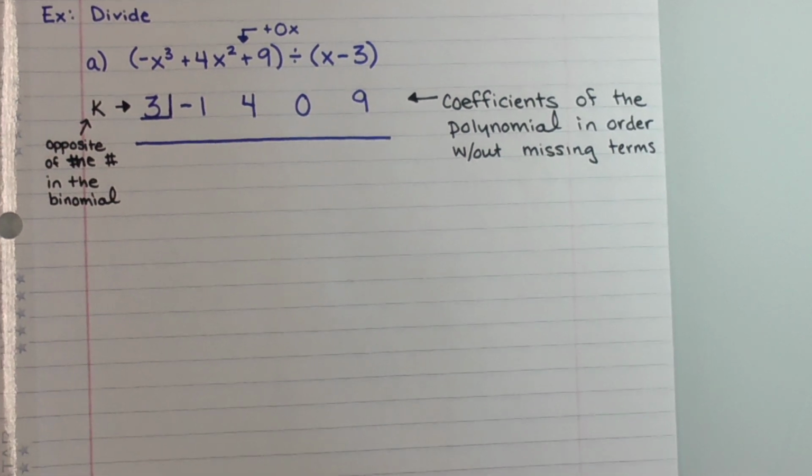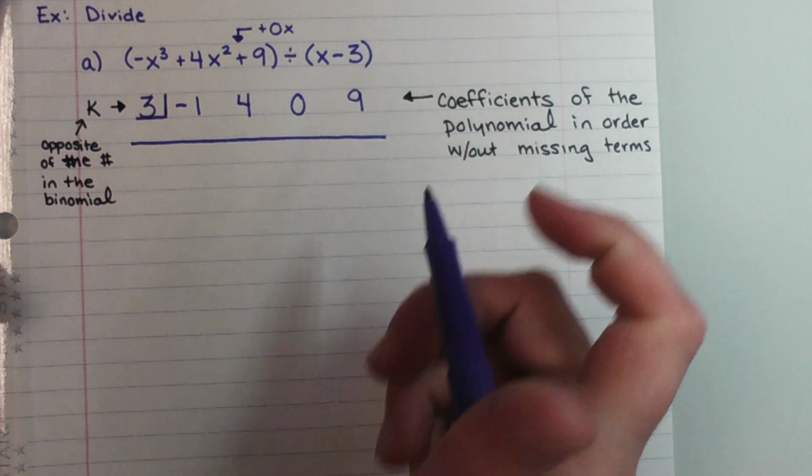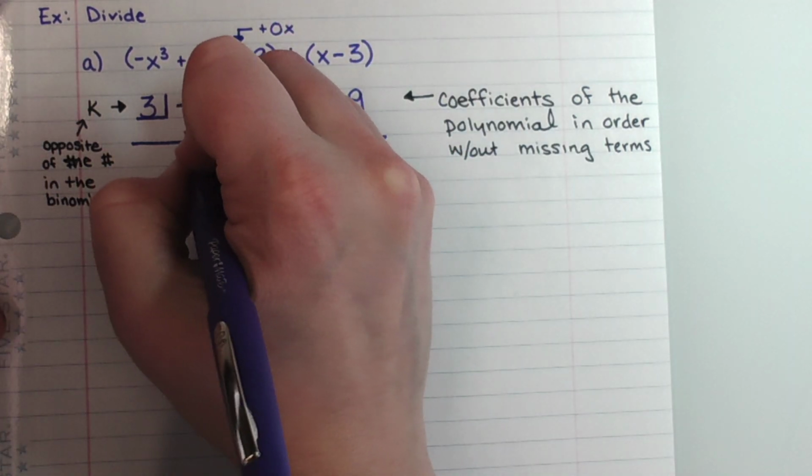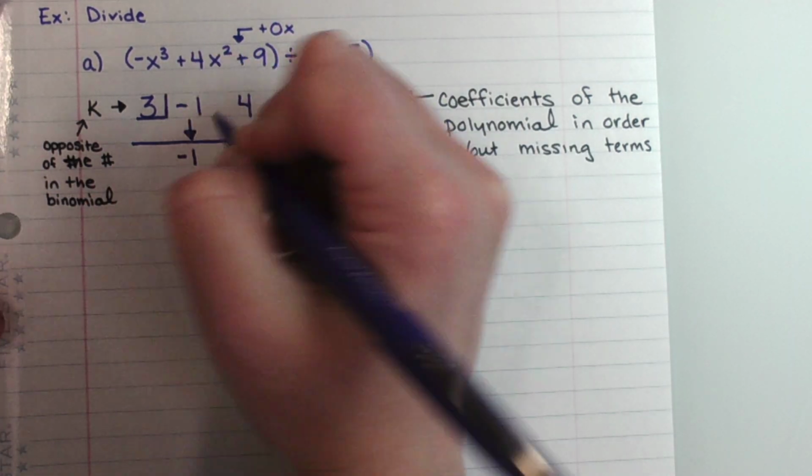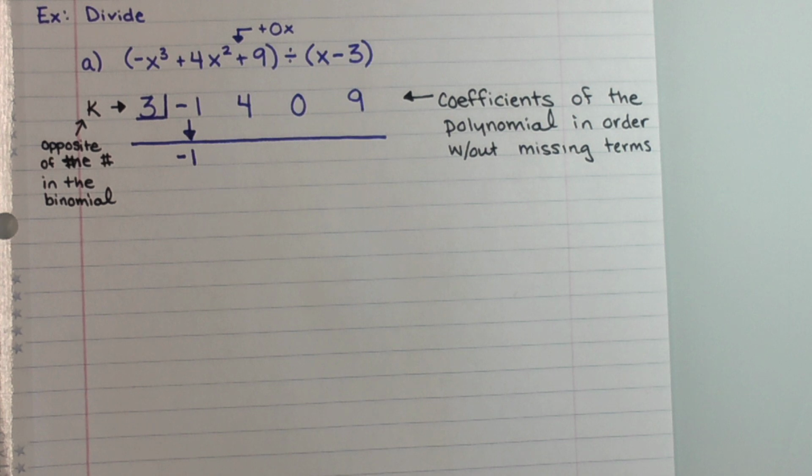So the first thing you do when you're doing synthetic division is you take the first coefficient and you just bring it down. Because what do I multiply by x to get negative x cubed? Negative 1. And then it's going to be x squared. But we ignore the variables when we're doing synthetic division. We bring them back later.